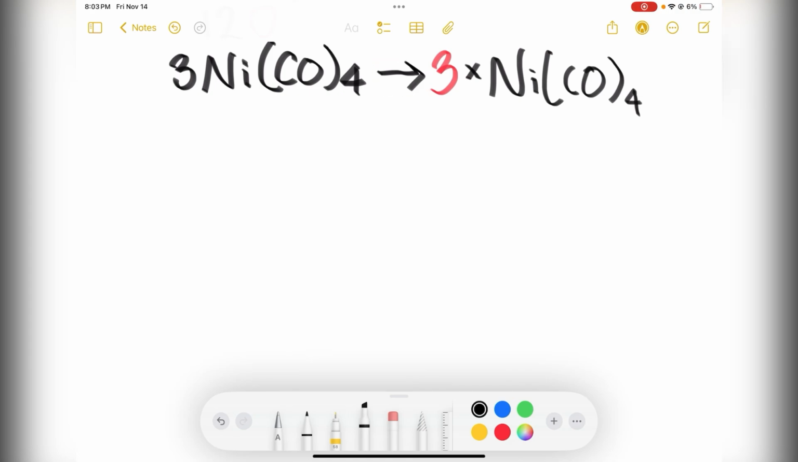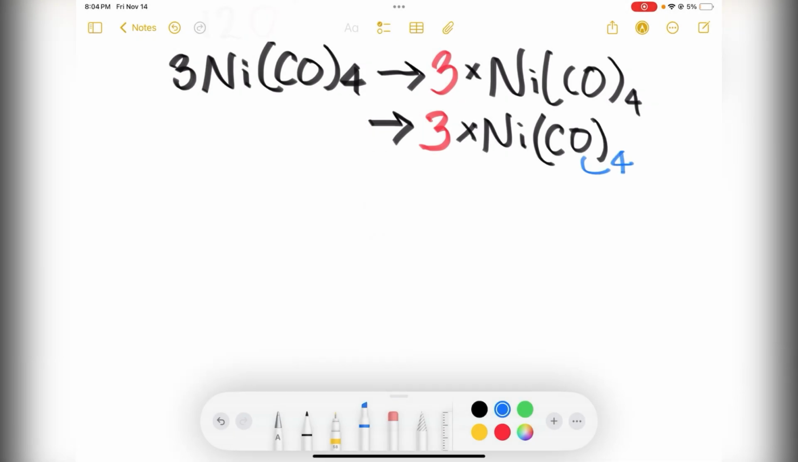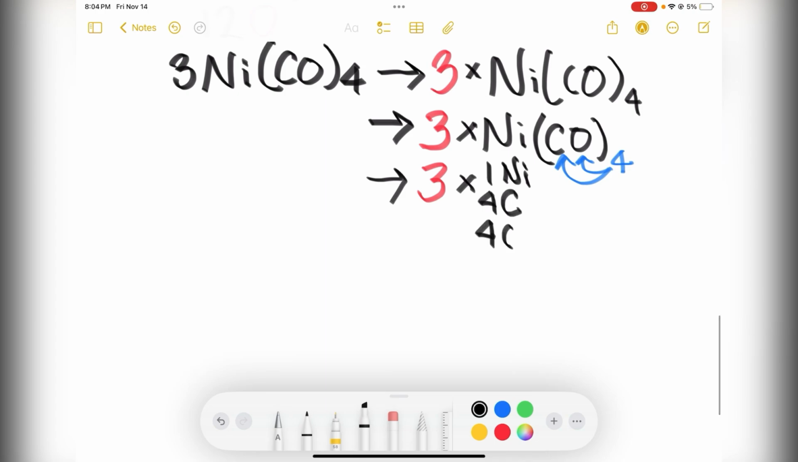Okay? All right, now that we've done that, we're going to go ahead and look at what's inside of the parentheses. So in this case, we're going to distribute the 4, meaning we're going to multiply everything that's inside the parentheses by the subscript, by that little number next to the parentheses. Okay? Our next step then is 3 times, we're going to count them out. We have 1 nickel, we have 4 carbon, and then we have 4 oxygen.